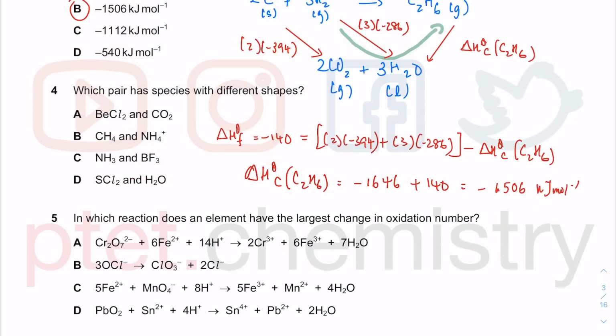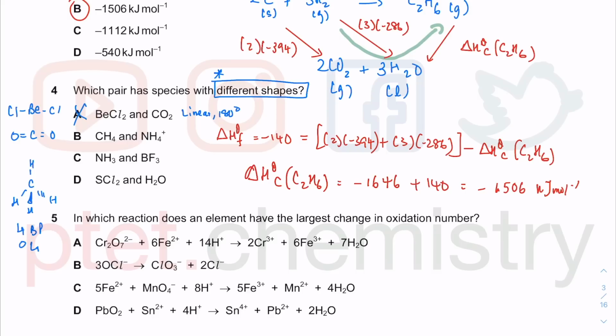Question number 4: which one has species with different shapes of molecule? Beryllium dichloride is actually covalent, so it has 2 outer shell electrons as a group 2 element, so 2 single covalent bonds there, and this is CO2, so both of them are linear, 180 degrees, they don't have different shapes. CH4 is tetrahedral, obviously, 4 bond pairs and 0 lone pairs. The 4 bond pairs repel equally.